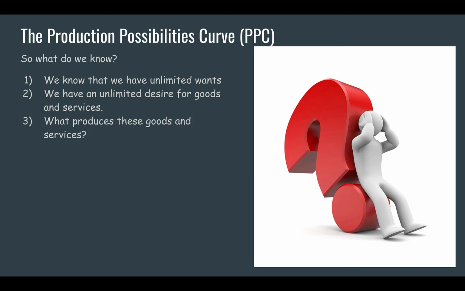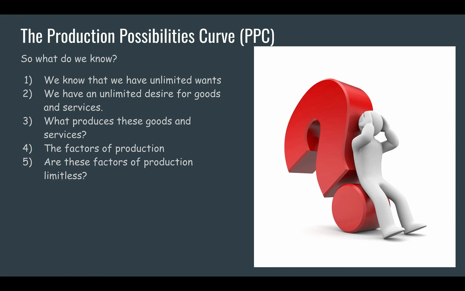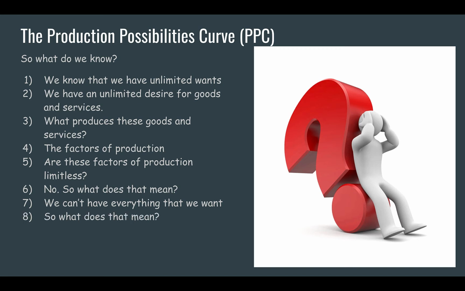But the problem is what produces these goods and services. The goods and services that you and I enjoy, that we go to the shops to buy, are produced by the factors of production: land, labour, capital, and enterprise. Now, are these factors of production limitless, or is their ability to produce goods and services limitless? And the answer, unfortunately, is no. If we could produce limitless amounts of goods and services, there would be no need for the study of economics, because economics studies scarcity. And scarcity essentially means we can't have everything that we want. So what does that mean?